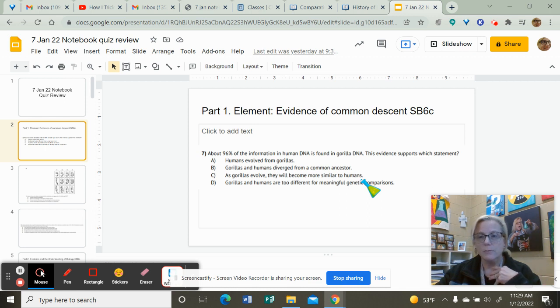It's not been in any of your text assignments. Gorillas and humans are too different for meaningful genetic comparisons. Not true. They've got a genetic comparison up here, which is very meaningful. So this one, gorillas and humans diverge from a recent common ancestor, is the correct answer and goes along with the nature of the element and what we're trying to help you to understand.